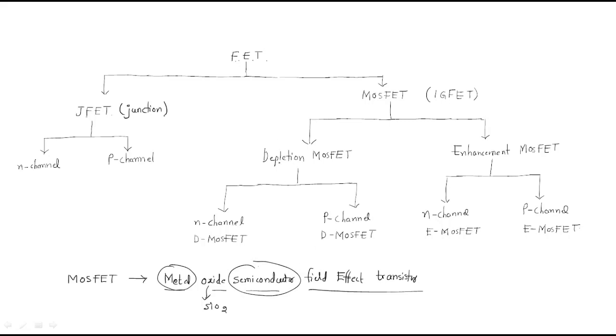Next, the JFET has two types. One is N channel JFET, the other one is P channel JFET. So we have a channel here. The channel is useful for flowing the electrons. One is N channel, that's why it is N channel JFET. The other one is P channel JFET.